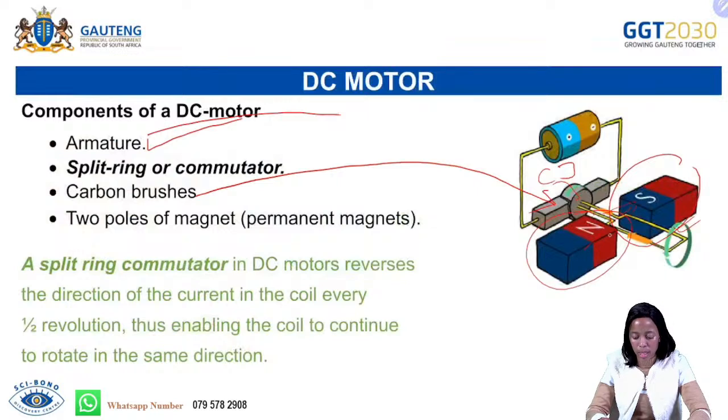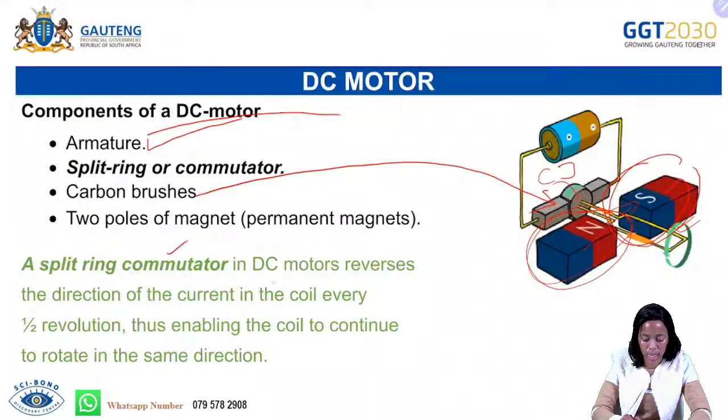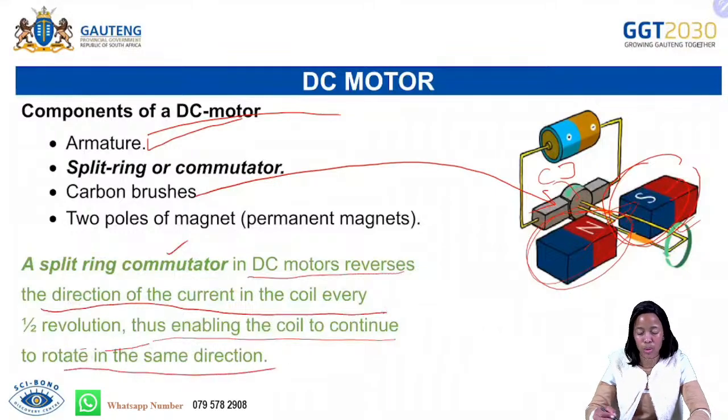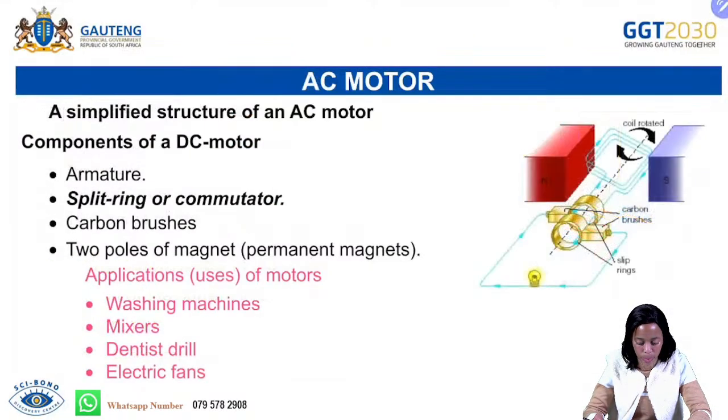So again, with the DC motor, we are going to be applying the very same to say that the magnetic field lines are going to be moving from the north pole to the south pole there. So it says here a split ring commutator in a DC motor, it reverses the direction of the current in the coil every half revolution, thus enabling the coil to continue to rotate in the very same direction there.